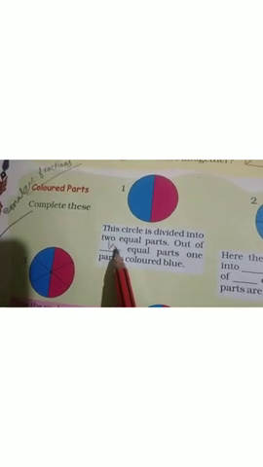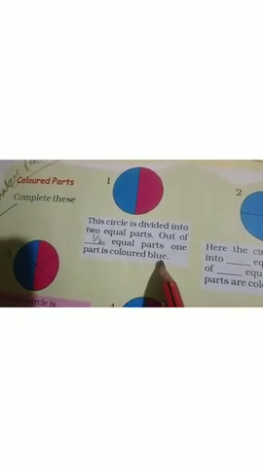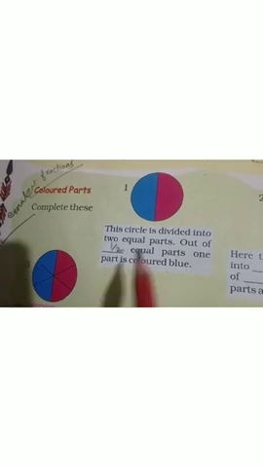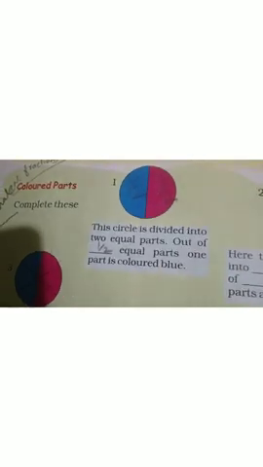This circle is divided into two equal parts. Out of them, here one is blue color and the one is red color. Equal parts, one part is colored blue. So 2 parts, that is the denominator 2, and 1 is for blue color, that is 1 on 2. This is the part 1 on 2. This is another part 1 on 2.